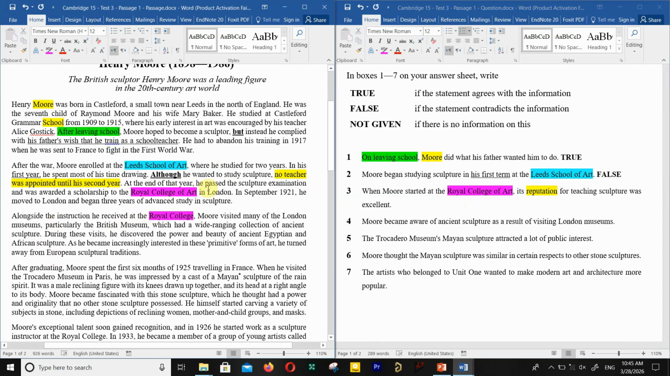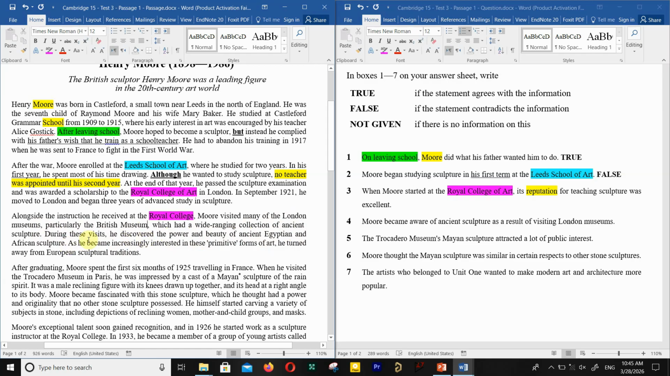At the end of that year, he passed the sculpture examination and was awarded a scholarship to the Royal College of Art in London. In September 1921, he moved to London and began 3 years of advanced study in sculpture. Alongside the instruction he received at the Royal College, Moore visited many of the London museums, particularly the British Museum, which had a wide-ranging collection of ancient sculpture. During these visits, he discovered the power and beauty of ancient Egyptian.